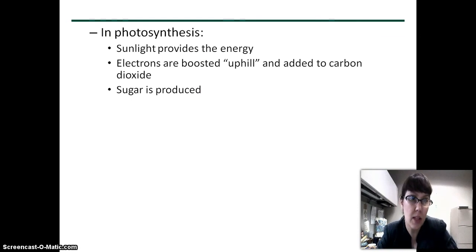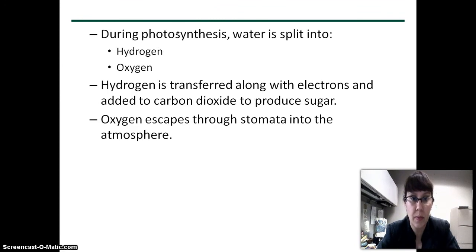So in photosynthesis, sunlight provides the energy. Electrons are boosted uphill and added to carbon dioxide, allowing sugar to be produced. During photosynthesis, water is actually split into hydrogen and oxygen. The oxygen is bonded to another oxygen atom, and it escapes through the stomata into the atmosphere, whereas the hydrogen is then transferred to the carbon dioxide to produce sugar.